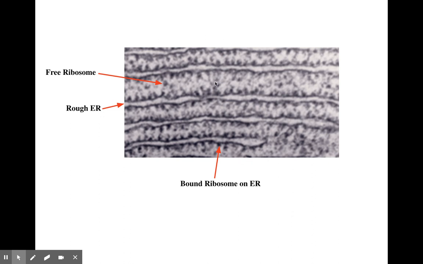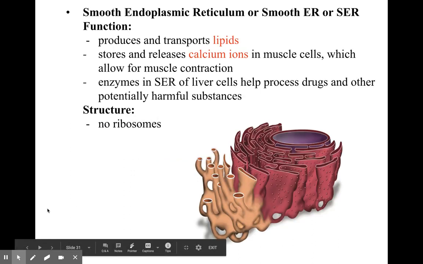This is a micrograph to show you what it would look like in real life without drawings. So in real life without drawings, this part is the RER, the membrane part here. And then the dots that are touching the membrane are called bound ribosomes to the RER, to the ER. And then the dots that are not touching are free, right? So free ribosomes, just hanging out.